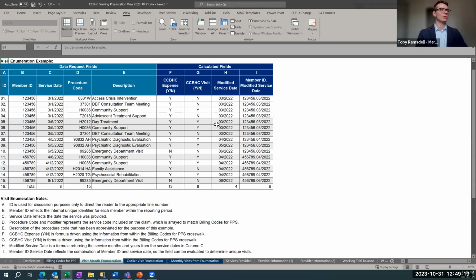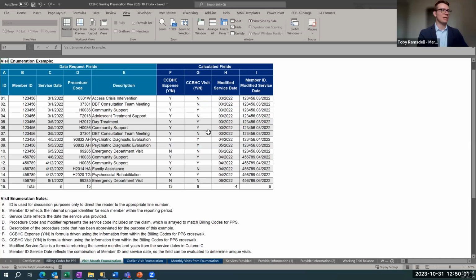Those calculated fields that you'll want to reference: you'll want to count if it's a CCBHC service or a non-CCBHC service. That's what's going on in column F. Column G counts if that CCBHC code that's in column D triggers a visit or not. Remember, some CCBHC codes are cost-only codes. So we'll want to make sure that only codes that trigger a visit are actually counted as visits. And then I've created a modified service date.